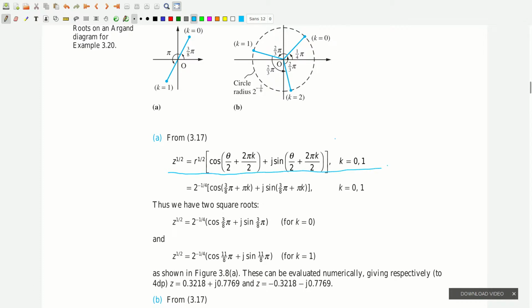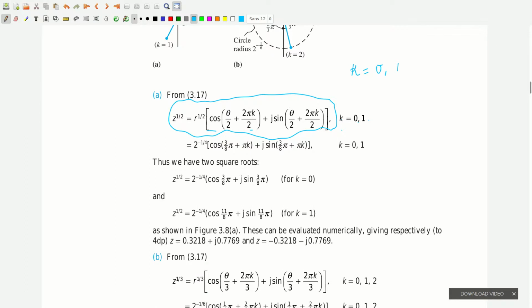Now you realize, because they say that the integer k runs from 0 up to n minus 1. In this case, our n is 2 because we are finding the second root. So we just have k running from 0 up to n minus 1, which is 2 minus 1. That is why k is just 0 and 1. So we are going to compute this expression here for only k equal to 0 and 1. So the rest is to substitute.